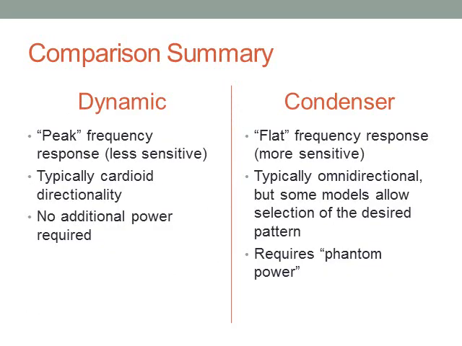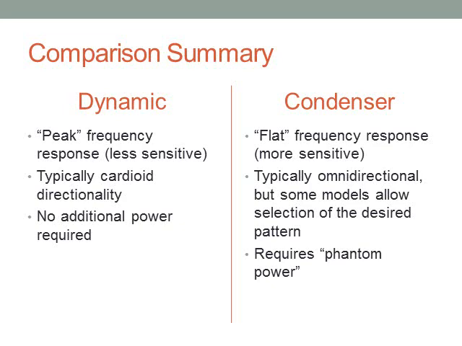So, to summarize, dynamic microphones have a peak frequency response and cardioid directionality, so they can be thought of as more focused. Condenser microphones have a flat frequency and are usually omnidirectional, although they can have other profiles, so they provide a broader pickup range. The other major difference is in the power supply. Dynamics do not need any additional power, but condensers require an additional phantom power source.